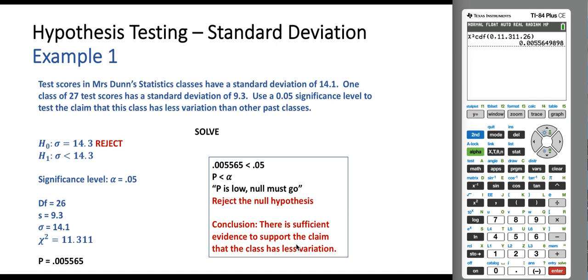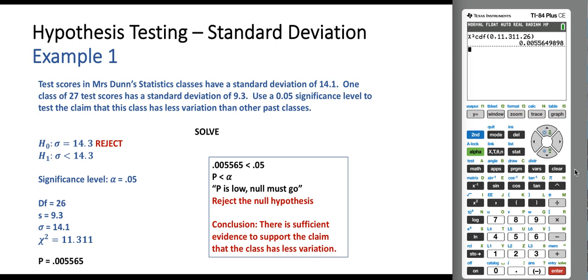You can see that conclusion on the next slide. 0.005565 is less than 0.05. P is less than alpha. If P is low, null must go, reject the null hypothesis. So the conclusion is there is sufficient evidence to support the claim that the class has less variation.